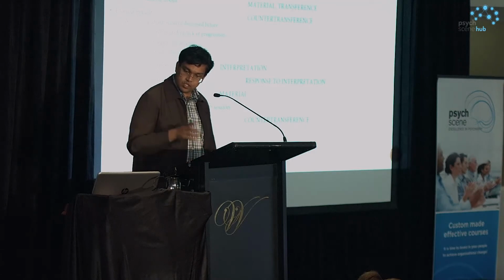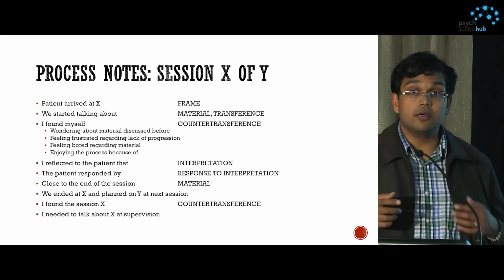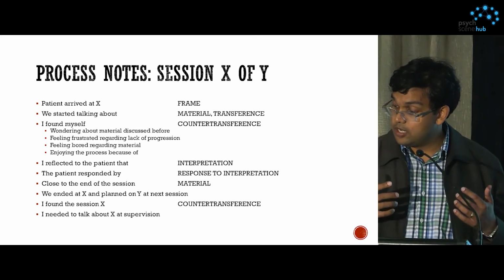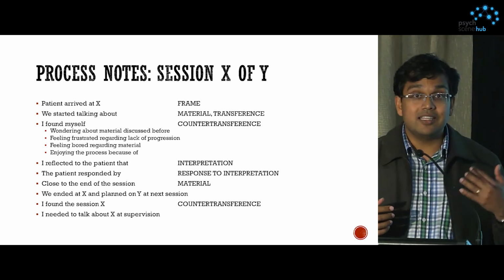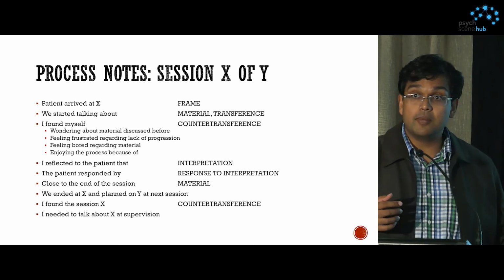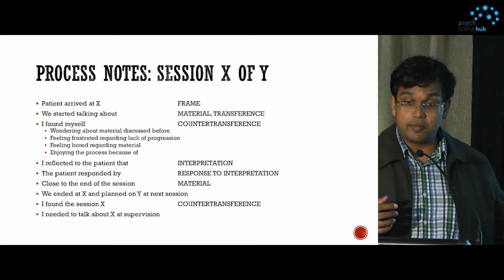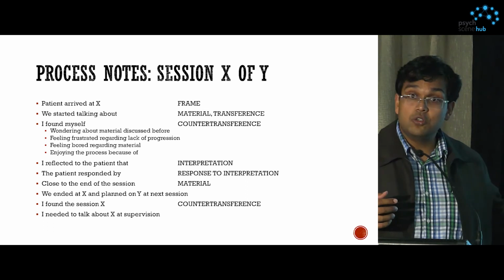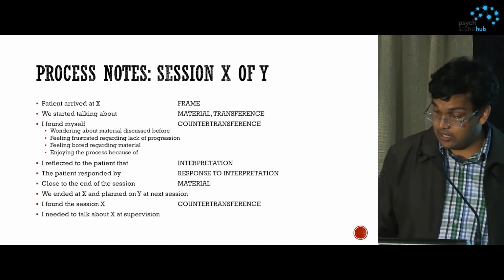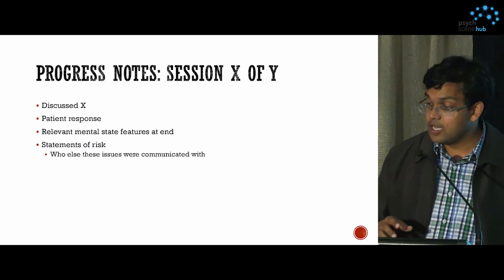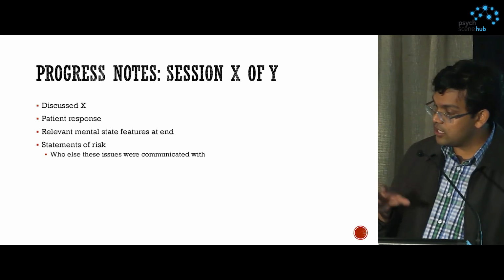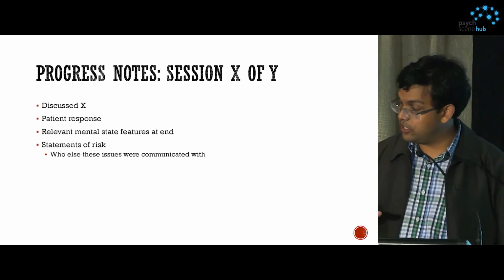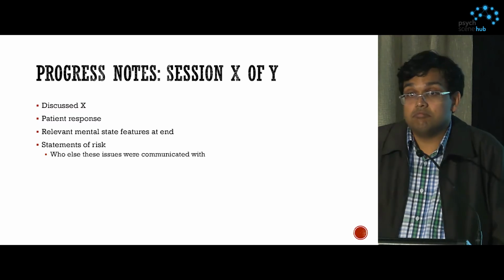Okay. So moving on. You talk about what's the doorknob material close to the end of the session. You talk about when you ended, and what you're planning on talking about at the next session. Then you have your reflection about how you felt, how much substances you imbibed after the therapy, and what you needed to discuss with your supervisor. And in the progress notes, what you're actually going to document inside the community notes or wherever: you discussed X, the patient's response, the relevant mental state features, and any elements of risk, and that's about it.